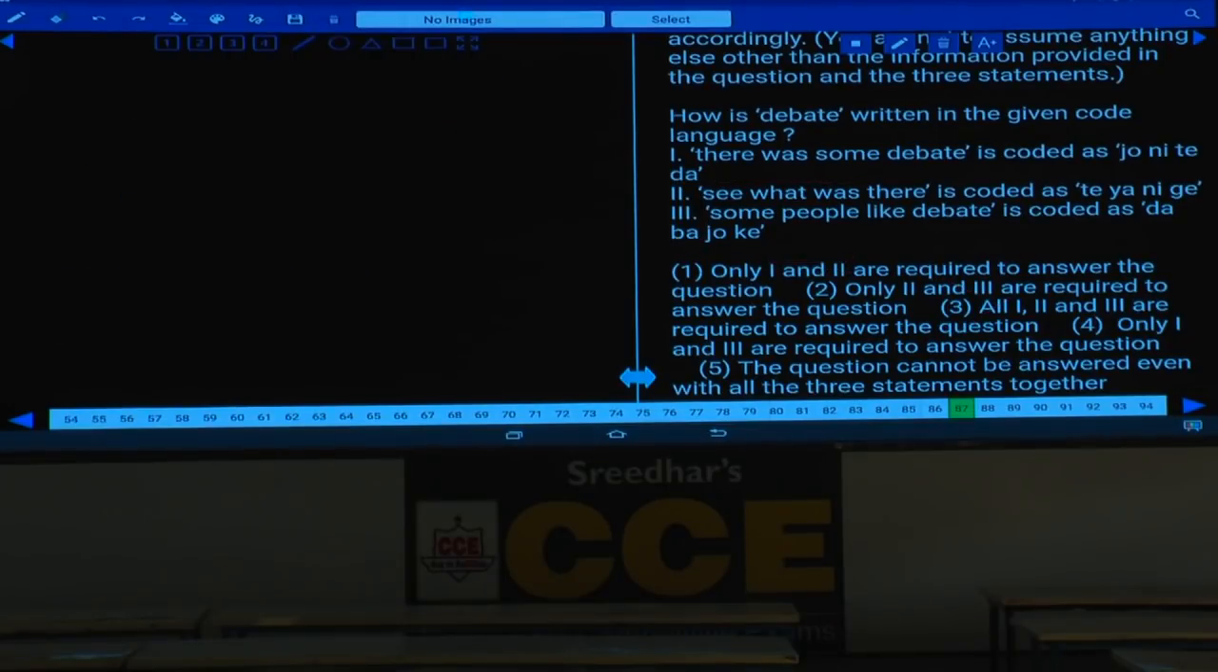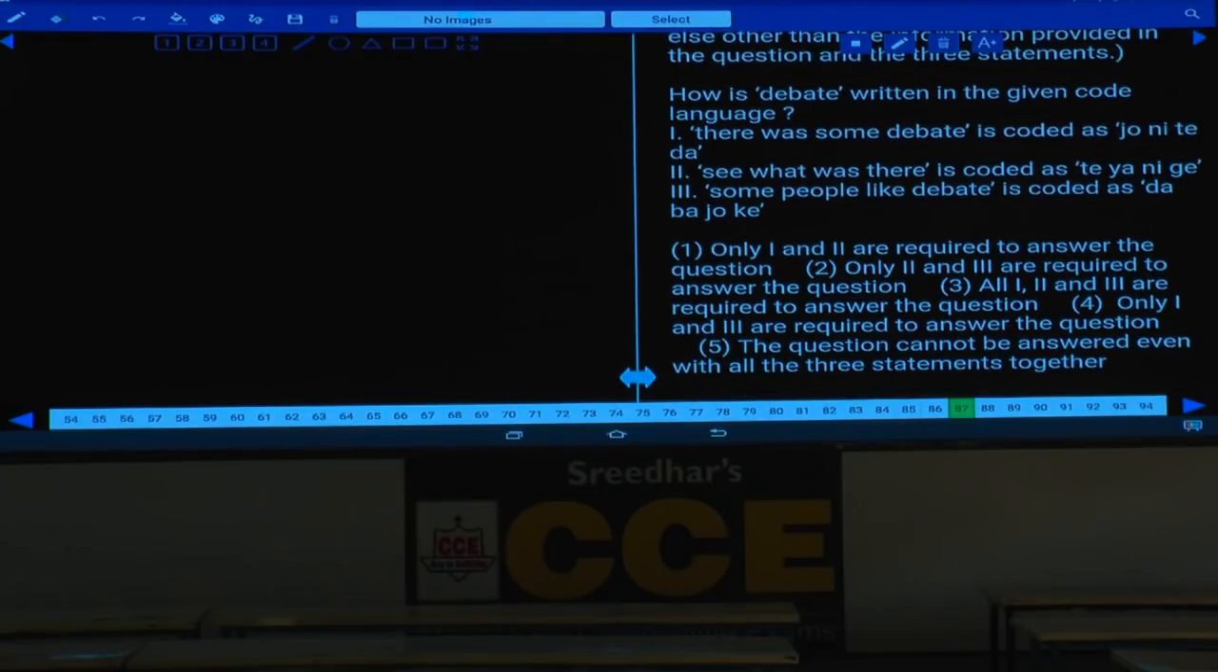Then 87, how is debate written in the given code language? Again, now let us check whether individual statements were given or not, and they were not given. Then we should go for a combination of 2 statements. Then choice 1, only 1 and 2. Only 1 and 2, there was some debate, and see what was there. And what is the word which is common here? Was and there. Here also was and there are the only 2 terms which are common.